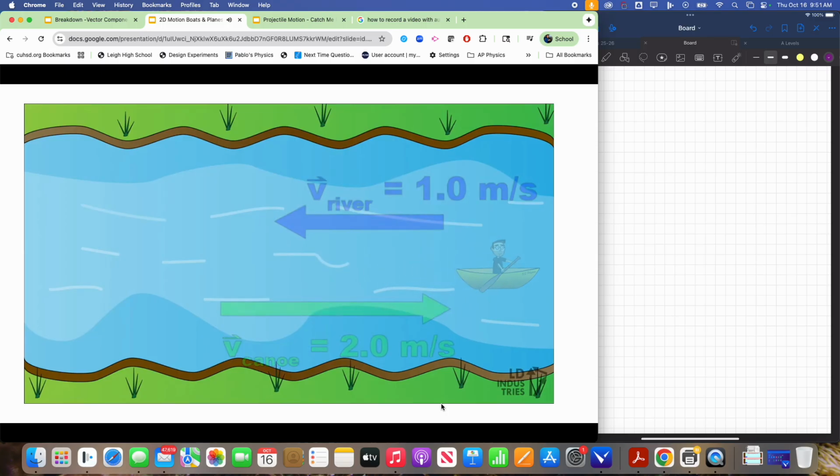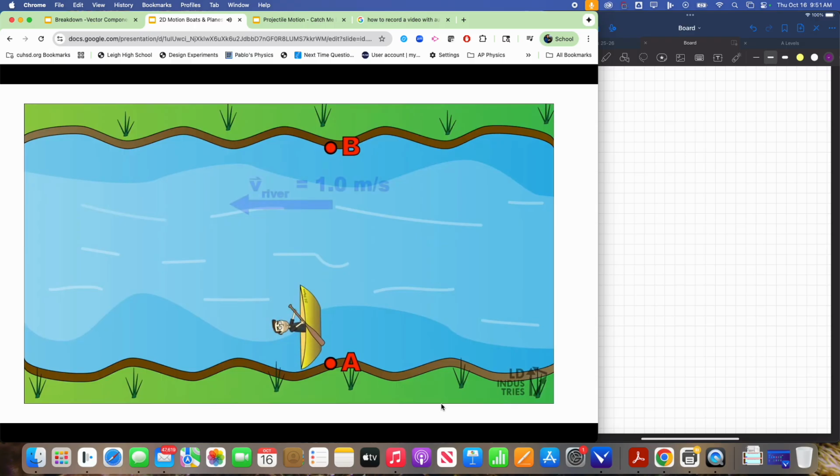Now that makes sense. Now let's say I want to get from point A on the southern bank of this river to point B on the northern bank. So what's going to happen when we aim our canoe north towards point B? Well, the velocity of the river current is going to push us off course, and we won't go exactly north. We'll go north and a little bit west.